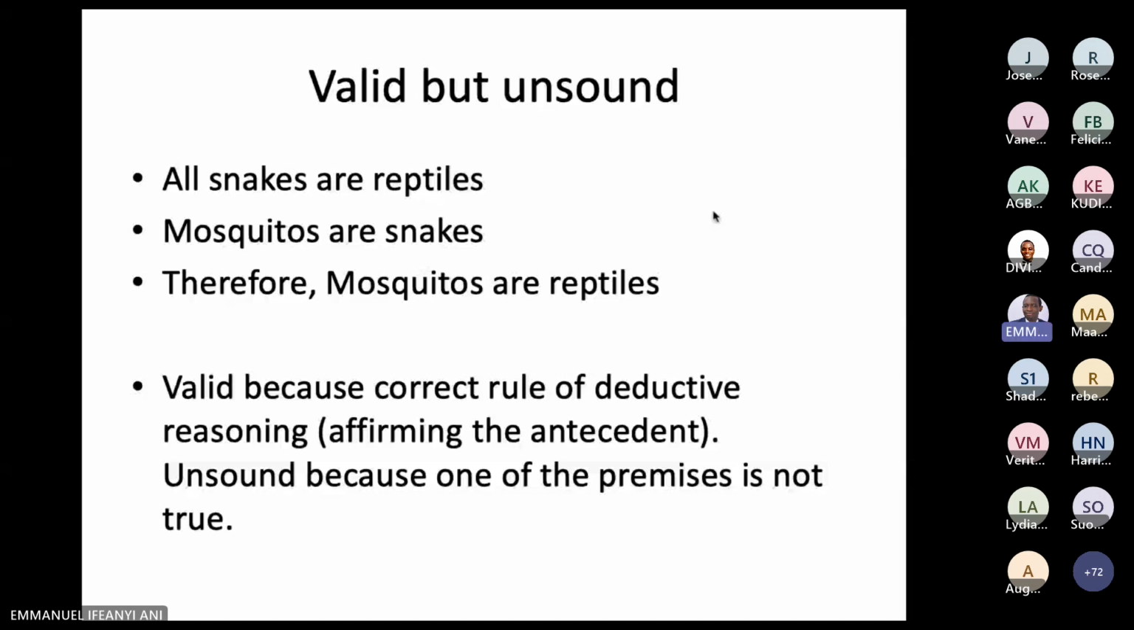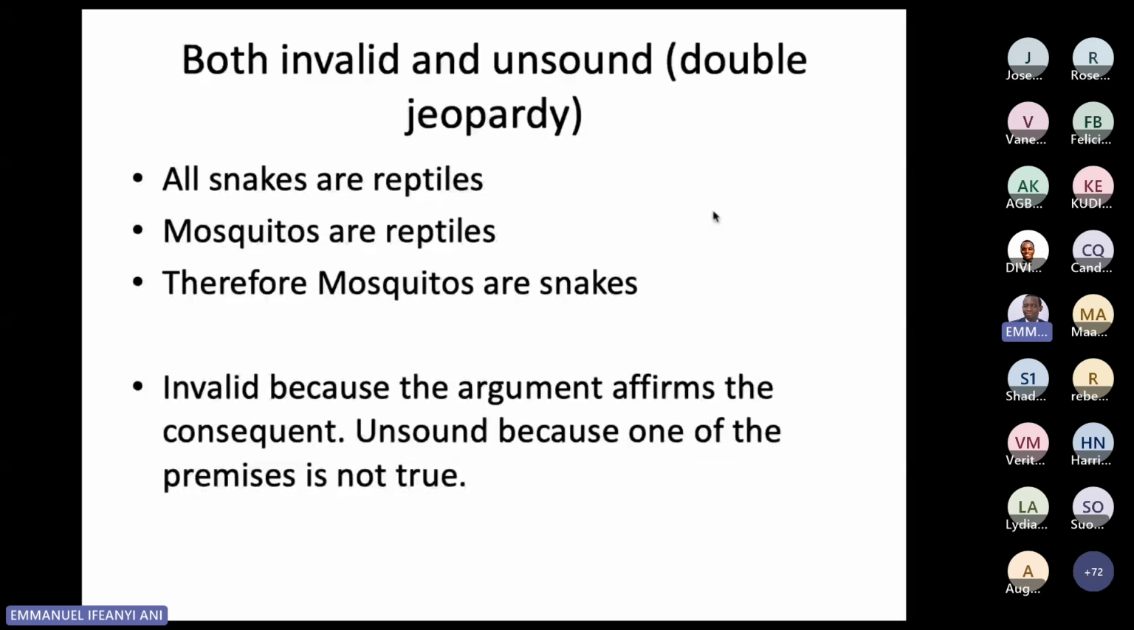You can have both invalid and unsound, which is a double jeopardy. All snakes are reptiles is true. Mosquitoes are reptiles is false. Therefore, mosquitoes are snakes is false. So the argument is invalid because it affirms the consequent. It is also unsound because one of the premises is not true. So the argument is both invalid and unsound.